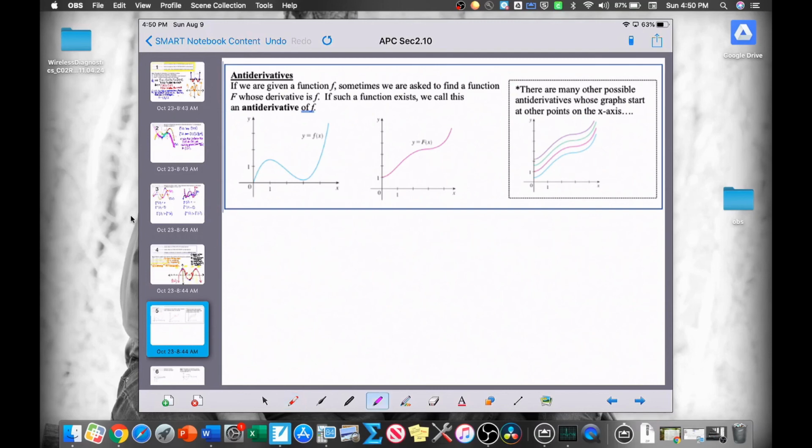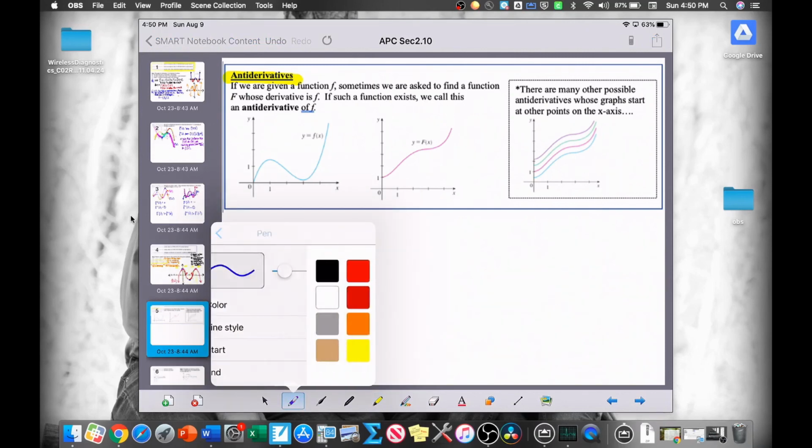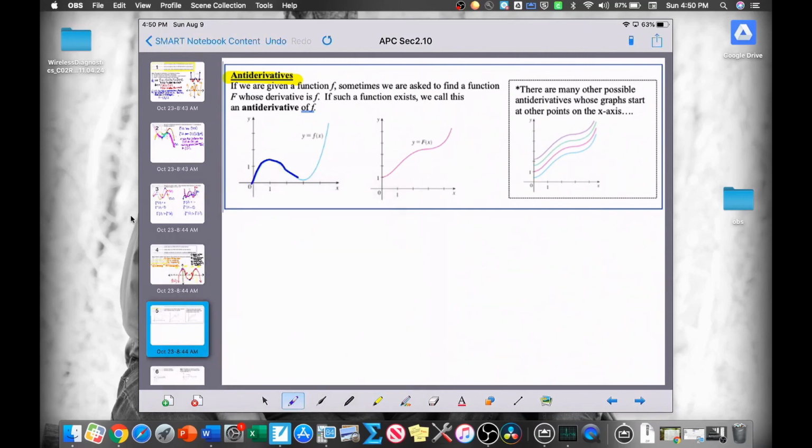So here's a new definition for us today. Antiderivatives. If we are given a function f, sometimes we're asked to find a function big F whose derivative is little f. If such a function exists, we call this an antiderivative of the function f. So on your paper here, this first curve your book calls f of x. And then the second curve, your book calls capital F of x.